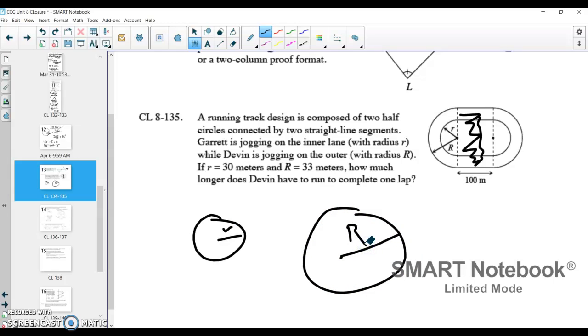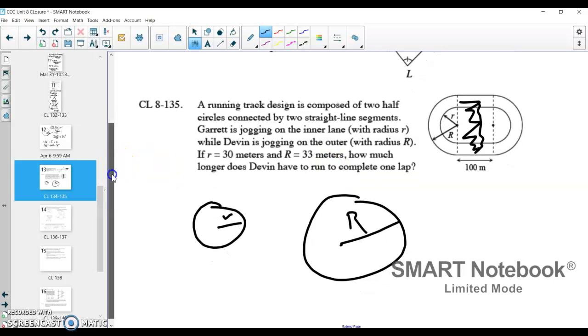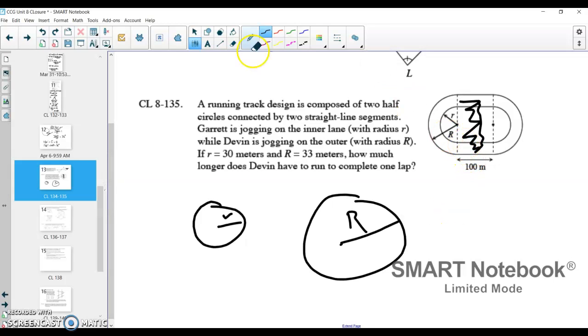What we want to do is find the circumference of those two circles, and then add the straightaway of the track, because whether you're the inside runner or the outside runner, you still have to run that 100-meter straightaway. The distance only changes because of the inside circle and the outside circle. So first I'm going to find the circumference of the small circle, and then add the 200 meters, 100 meters from this straightaway and another 100 meters from the other straightaway. That's going to be the total distance that the inside runner has to run.